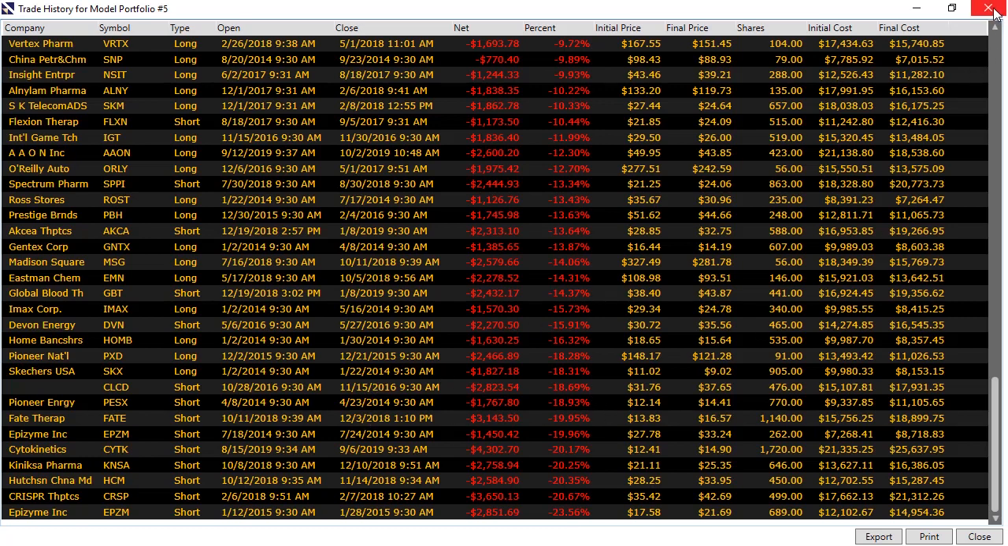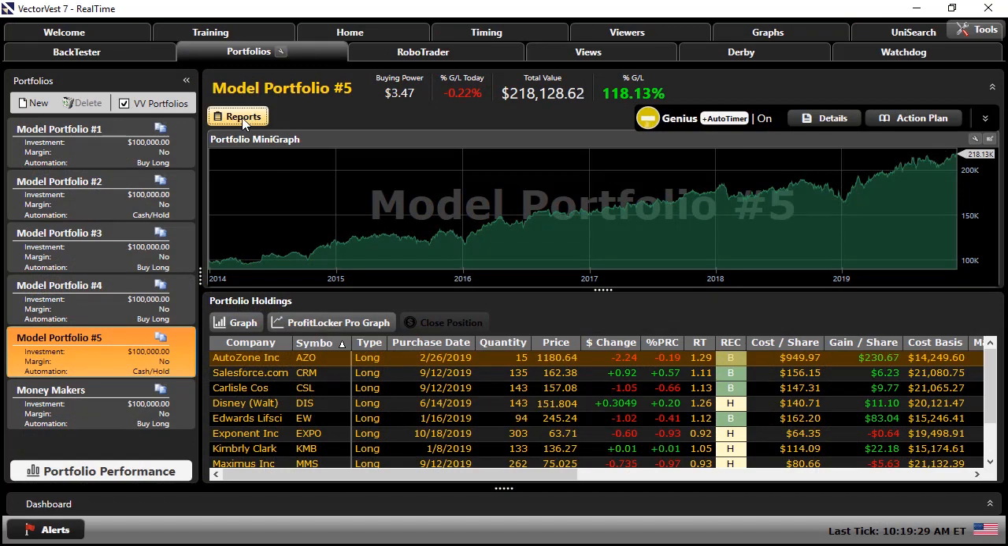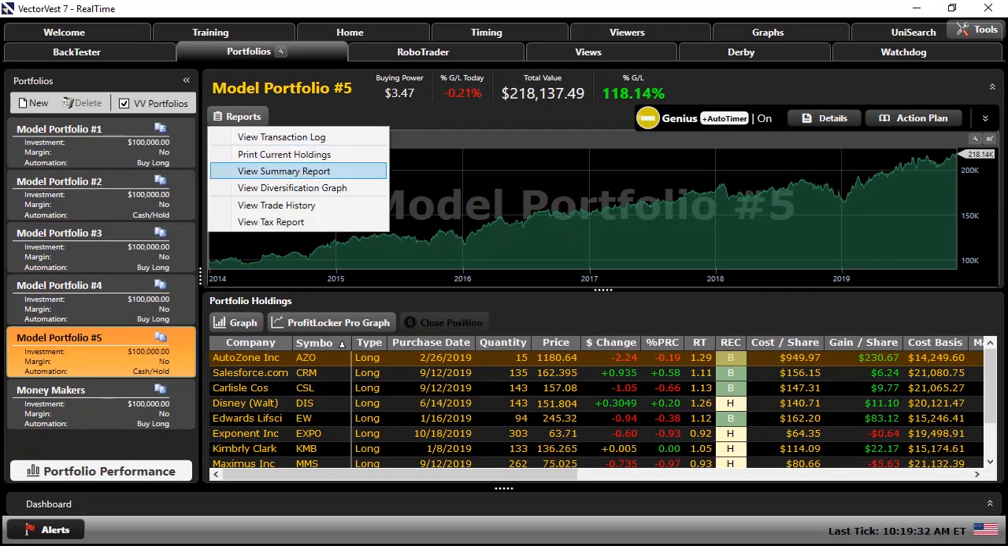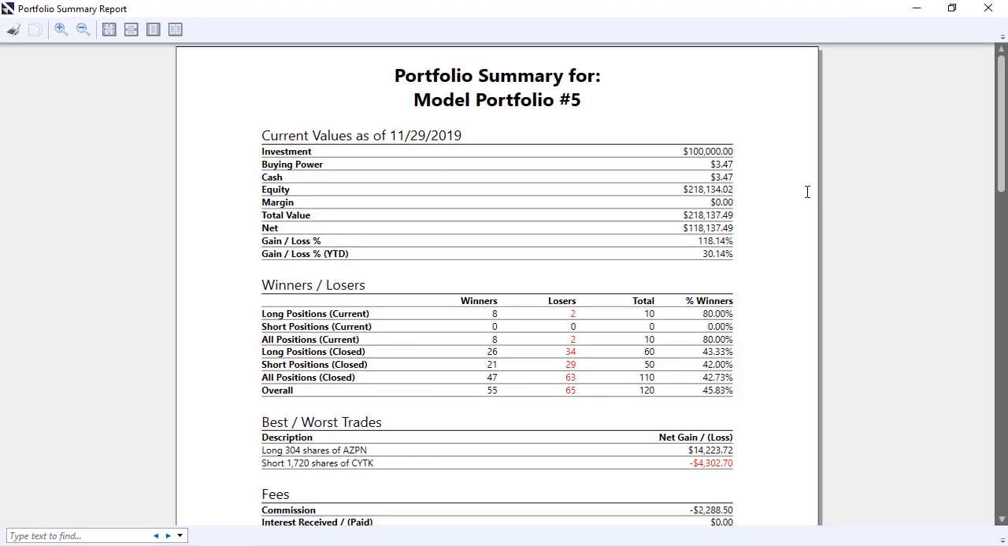But let's take a look at the roll-up of this trading history. Going back to the portfolio, we'll go to the Reports tab, and let's look at the summary report. We noted initially that portfolio number 5 had an annualized rate of return just under 20%. The summary report is giving us some of our macro numbers for the performance right up to today. And we see that overall the portfolio is up 118%, but this calendar year, up 30.14%.